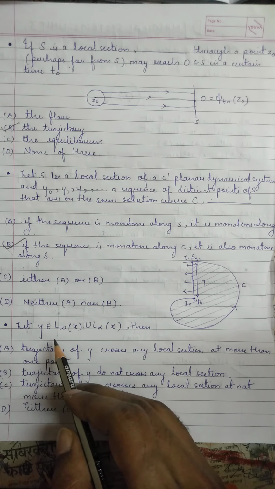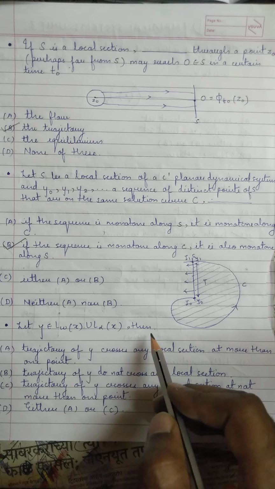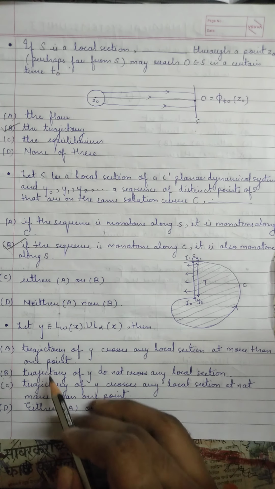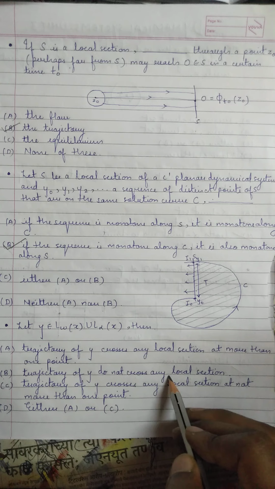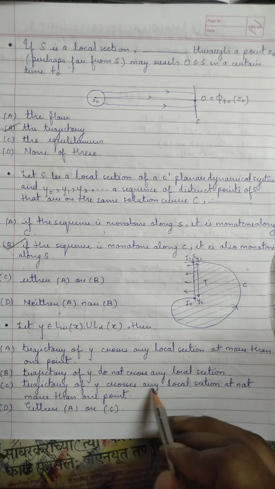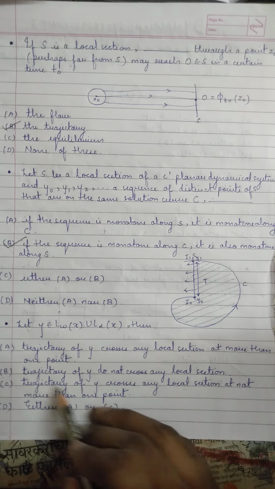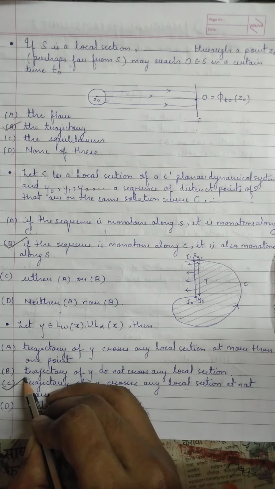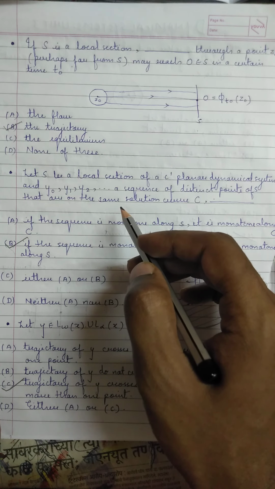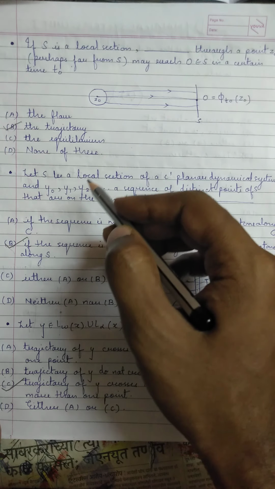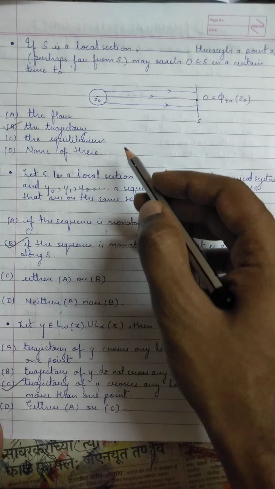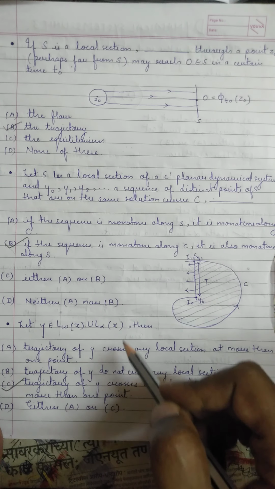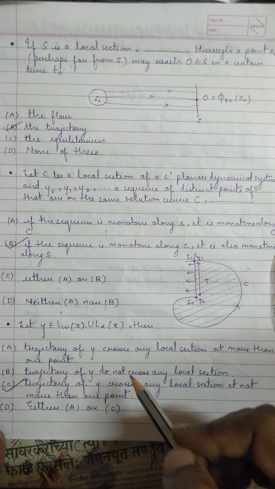Next, let y belong to L omega of x union L alpha of x, then the trajectory of y crosses any local section at more than one point. Trajectory of y does not cross any local section. Trajectory of y crosses any local section at not more than one point, or either A or C. The correct option is C. The earlier MCQ was from the flow boxes and local section, and these two were from the monotone sequences in a planar C1 dynamical system.